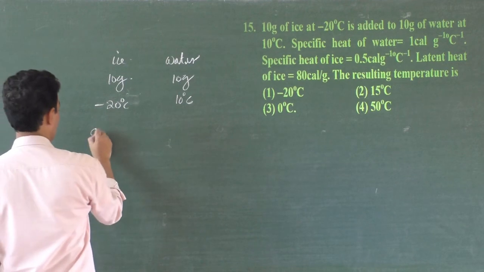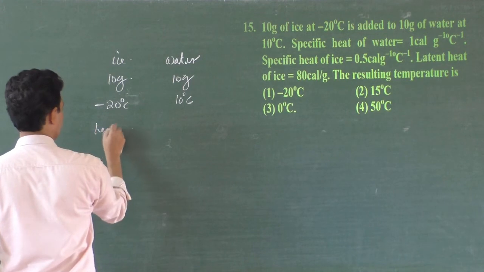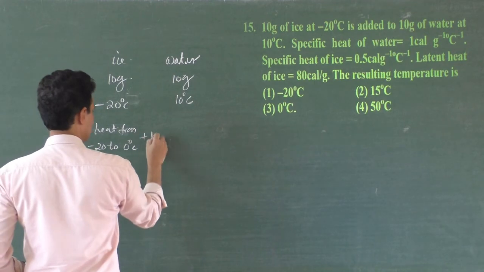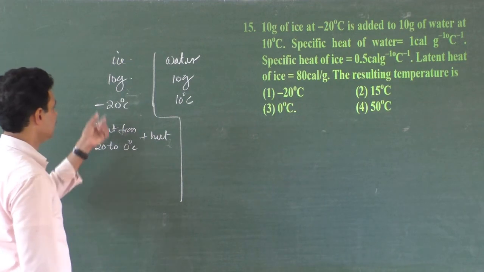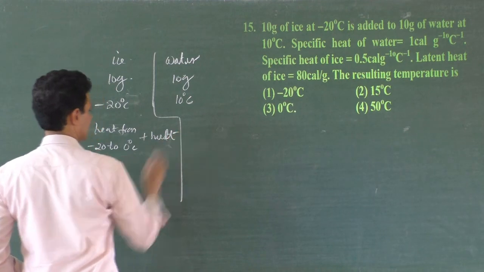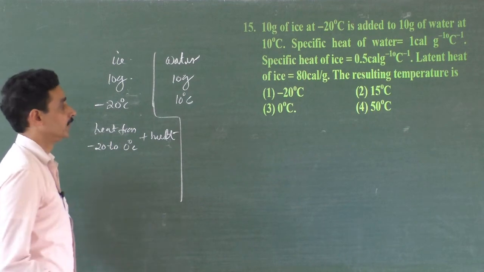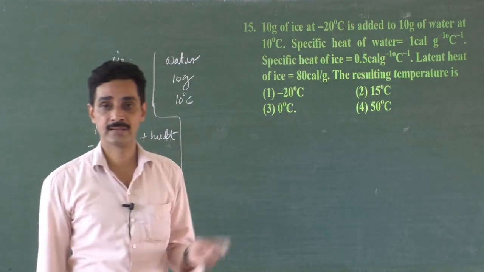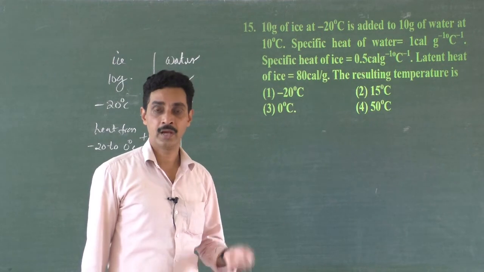So you have to transfer heat from minus 20 to 0, then melt. This part has two jobs: heat it from minus 20 to 0, and melt it. Now, what is the amount of heat energy required to convert from minus 20 to 0? 0.5 calorie per gram per degree Celsius. That is the specific heat of ice. For every degree rise of temperature, it requires 0.5 calories of heat energy.